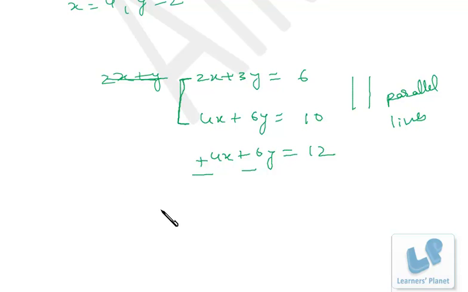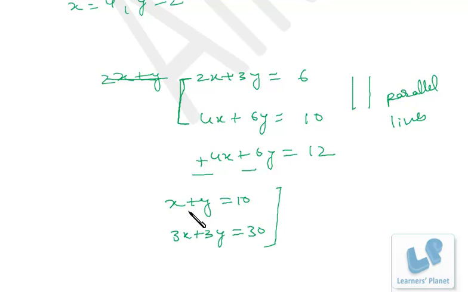And the third situation: suppose x plus y is equal to 10 and 3x plus 3y is equal to 30. Now if you solve these two equations, this is x plus y is equal to 10 and this is 3x plus 3y is equal to 30. If you put x is equal to 1, y will be 9. If you put x is equal to 2, y will be 8.